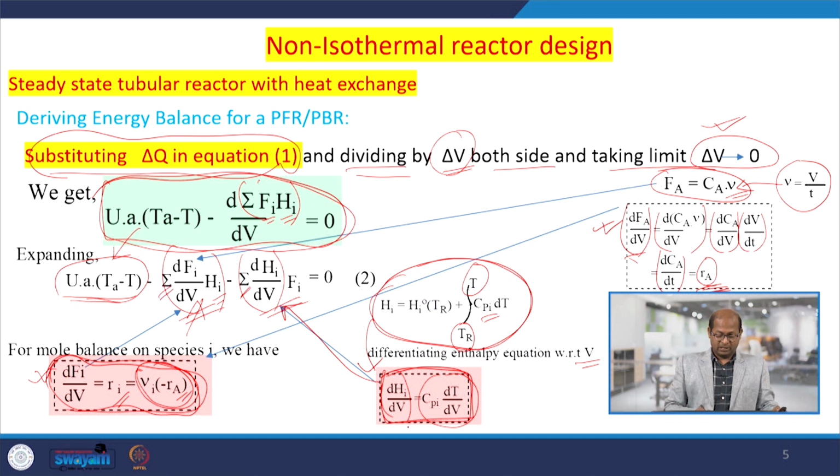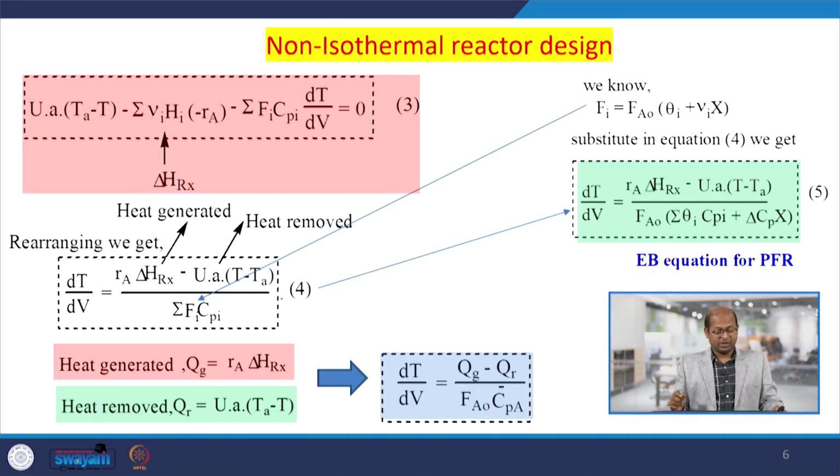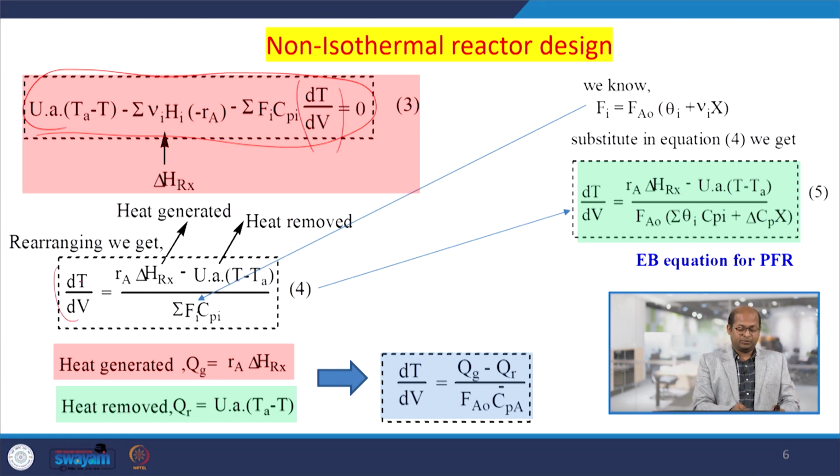So, here if we consider component A, then corresponding dH_A by dV, C_pA dT by dV, we can substitute it here. So, then it is in terms of temperature and volume, it would be this temperature and volume on the right hand side, that way we can substitute. So, then the equation would become like this. Okay, after substituting those two parts, we are writing this as equation 3. After rearranging these equations, we put dT by dV on the left hand side and the rest of the terms on the right hand side, and then we get equation 4.